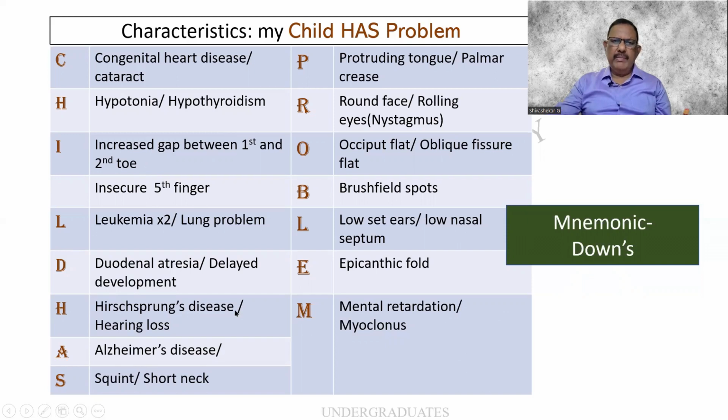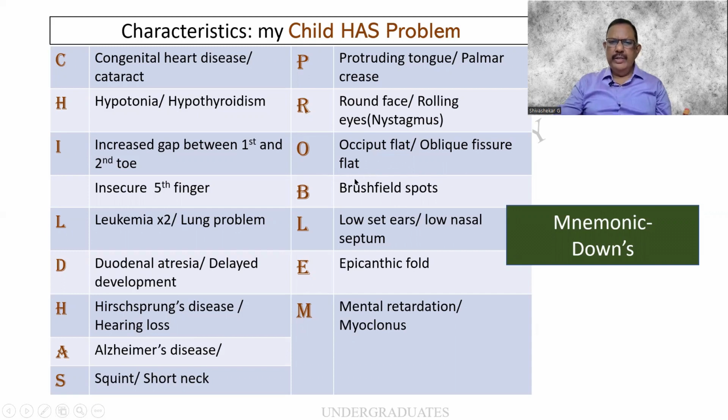Hirschsprung's disease, there is a megacolon that can develop. Hearing loss. Alzheimer's disease. Strangely, Alzheimer's is a disease of the old age, but it can occur in Downs also. Squint and a short neck, protruding tongue, palm arteries, round face, rolling eyes or nystagmus. Occipitus flat, oblique fissure is there. And you find that there can be the flat foot.